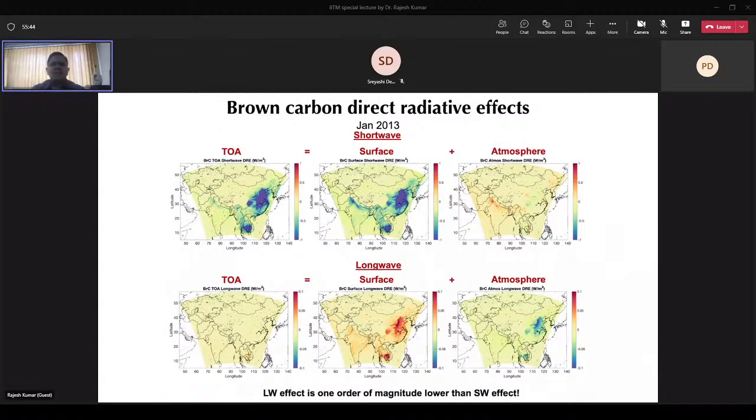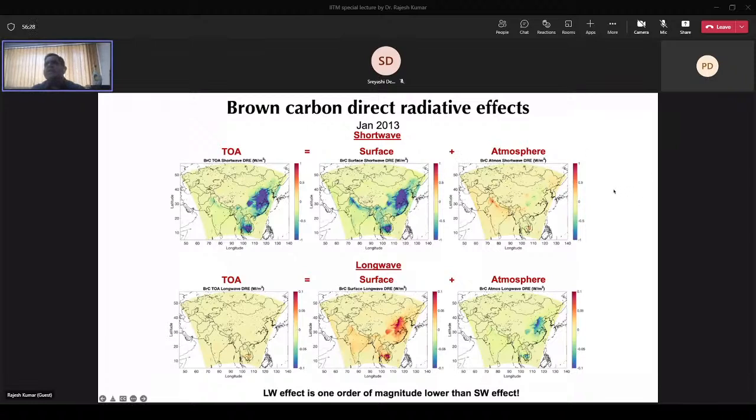We have also calculated the direct radiative effects of brown carbon. What we show in the top row is the top of the atmosphere radiative forcing in this panel, surface radiative forcing in this panel, and atmosphere, which is just the difference between the top of the atmosphere and surface. The bottom panel is for the long wave. You can immediately notice that brown carbon causes surface cooling for short wave radiation by blocking the sunlight reaching the surface. And this is what we expect, whether it is an absorbing aerosol or a scattering aerosol, they always cool the surface because they block the sunlight from reaching the surface.